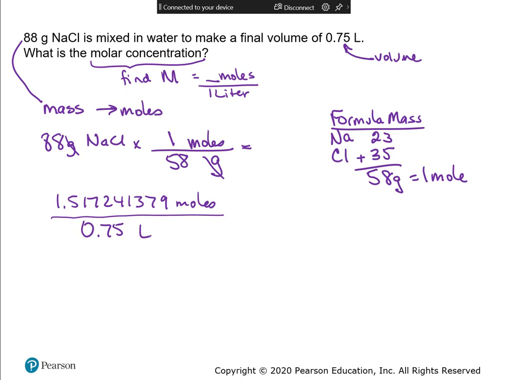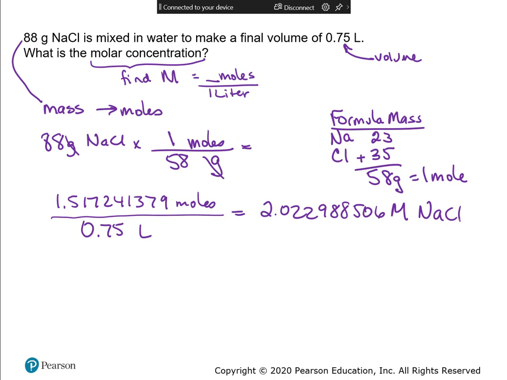So just take this number, 1.5172411379, and divide it by 0.75. And it comes out as 2.022988506. And this would be the big M, NaCl. That's the molar concentration: the number of moles in the sample divided by the volume of the sample.